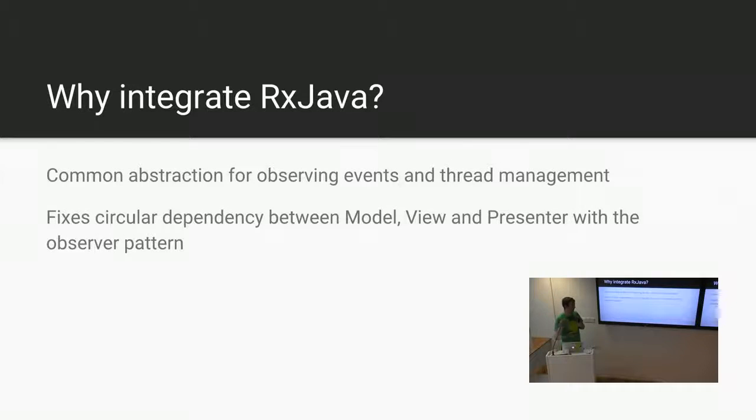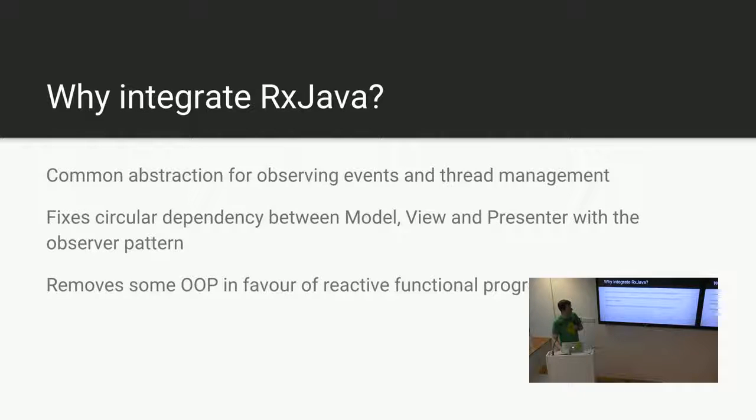So yeah, we just wanted to fix the circular dependency between the model, the view, and the presenter. I'll explain how that works in a second. Remove some object orientation, because I think object orientation can be peculiar in some cases. You end up with weird things happening. We wanted to replace that with some more reactive functional stuff to pare away some of the classes we were creating. We were creating all these factories and builders and stuff that we didn't actually really need.